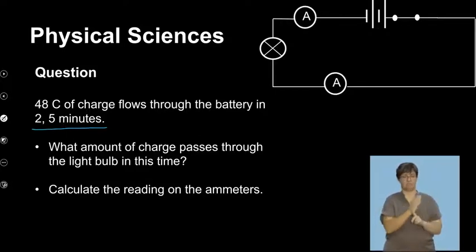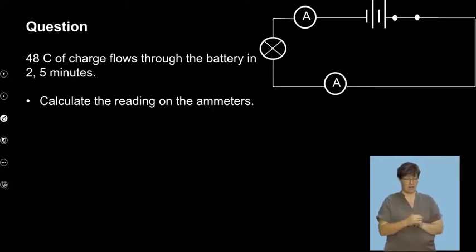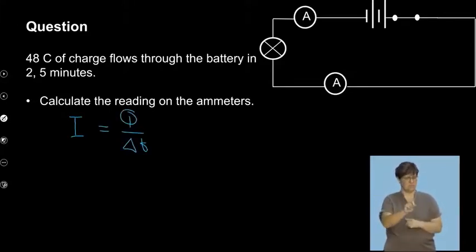It says here, what amount of charge passes through the light bulb in this time? Okay, what do we know? We want the amount of charge here. We know that current is equal to charge over time, okay? So what are we given here? We are given the amount of charge, okay, and the time.